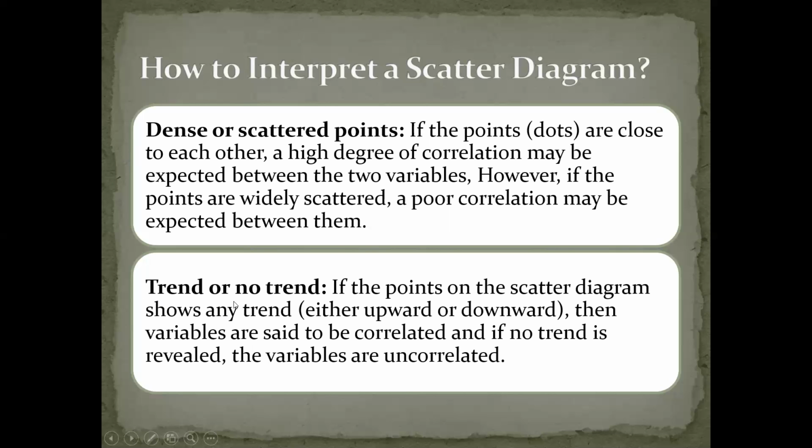Second is trend or no trend. If the points on a scatter diagram show any trend, either upward or downward, then variables are said to be correlated. And if no trend is revealed, the variables are uncorrelated. If there is an upward trend, that means the variables are positively correlated. If there is a downward trend, that means the variables are negatively correlated. And if there is no trend revealed, that means that the variables are not correlated.